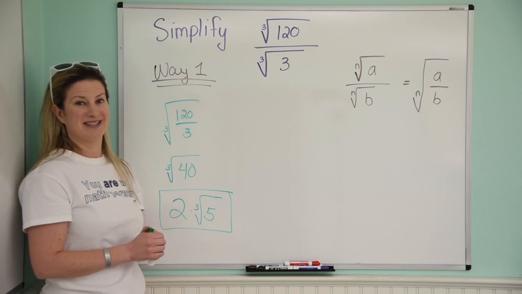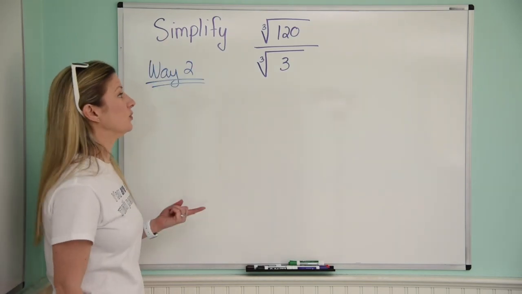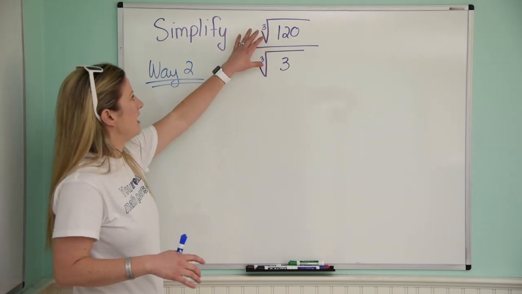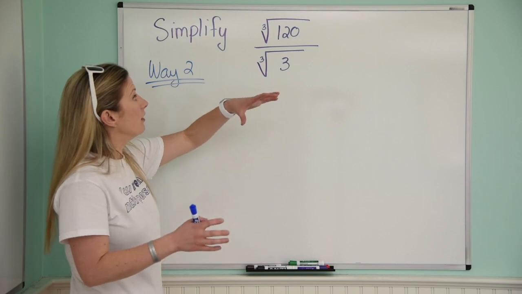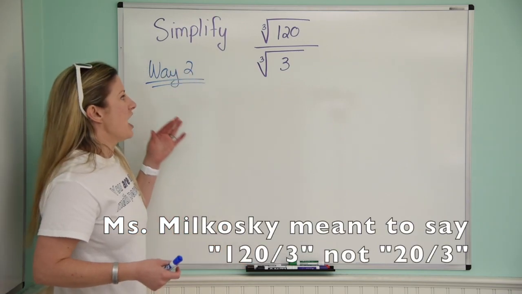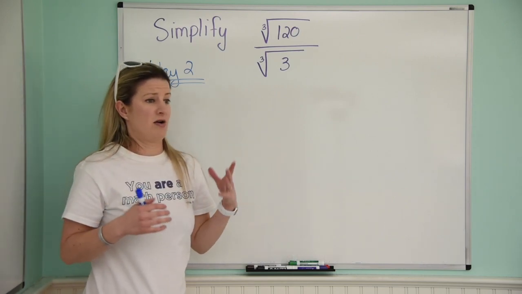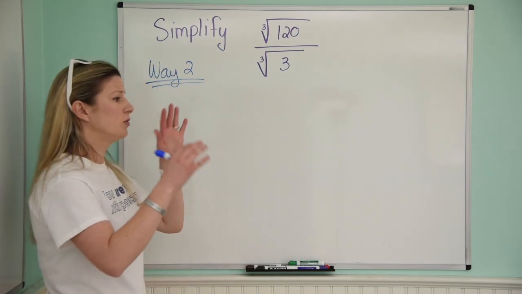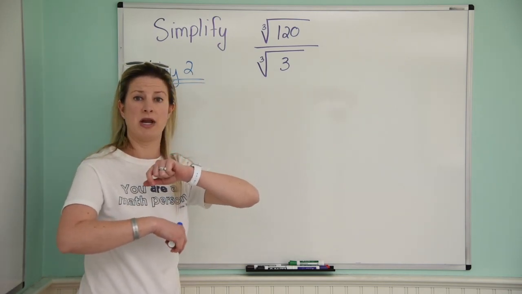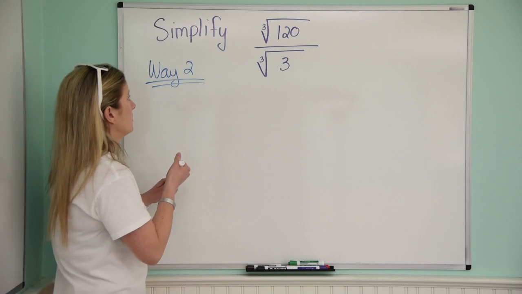So there you go. All right, so now let's try way 2. So let's say you forget your property. Let's say you forget that you can rewrite that as the cube root of 120 over 3, simplify, and then simplify again. And you're like, I don't remember that, I don't know what to do, so I'm just going to do what I remember from class, which is to eliminate the radical in the denominator and go from there. All right, so let's start with that.